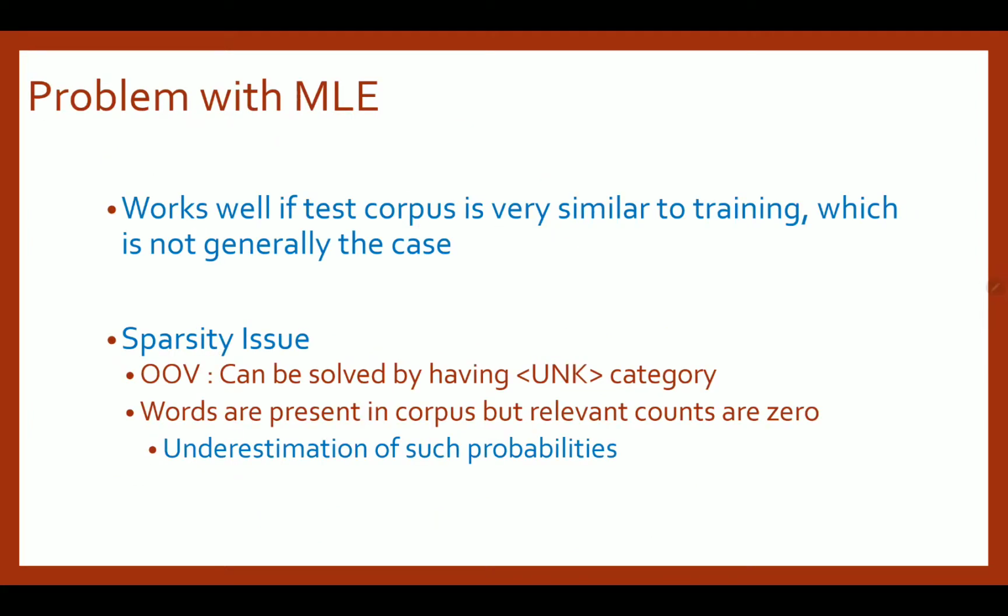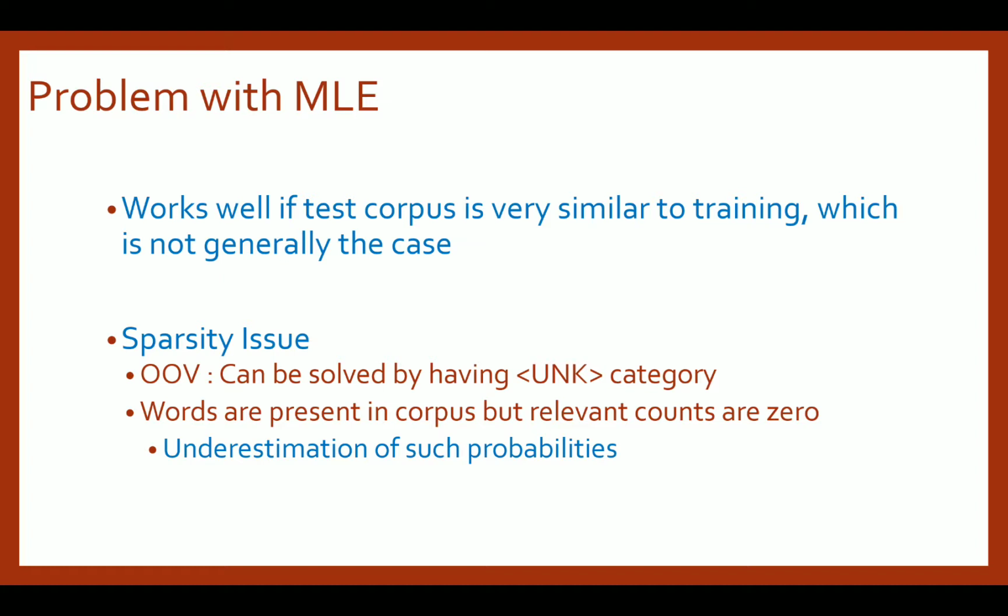So now what is the problem with the MLE, this maximum likelihood estimate? It works well if your test corpus is very similar to training, and all the words, bigrams or trigrams you are going to see in the test corpus have already been seen in the training data. But we know that is generally not the case, no matter how big your corpus is.